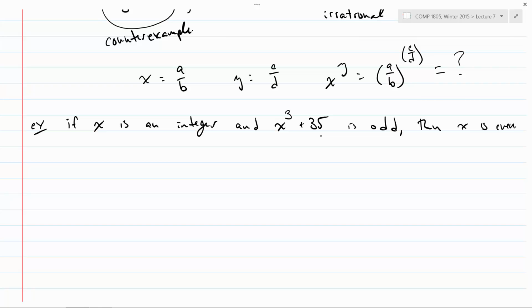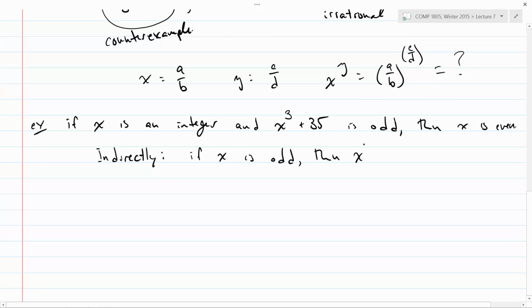So let's do that, and let's do it indirectly, because of this observation that the right side is simpler than the left side. So if I wanted to prove this indirectly, I would prove if x is odd, then x cubed plus 35 is even. Because notice when you take the contrapositive, this whole thing gets negated. And the other thing that could happen would be, or x is not an integer. But we're not interested in that case, right?